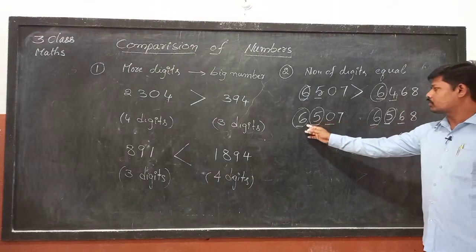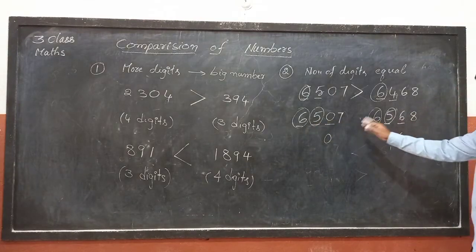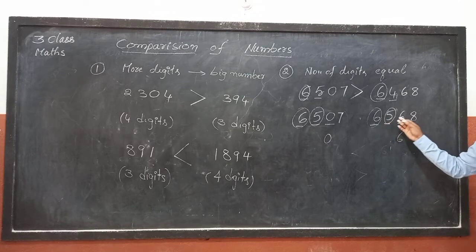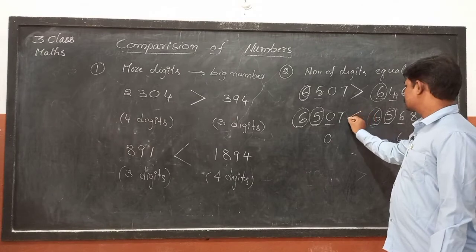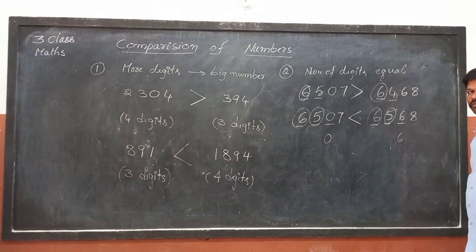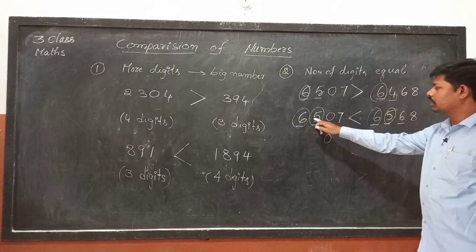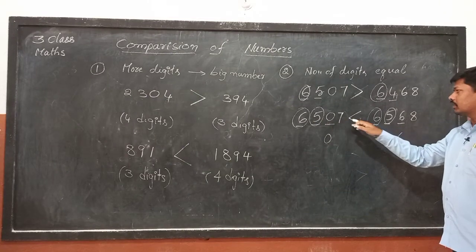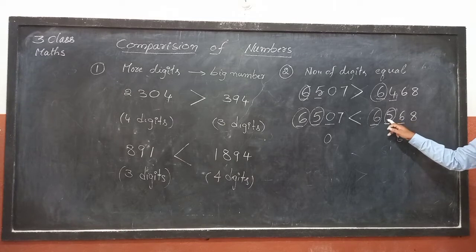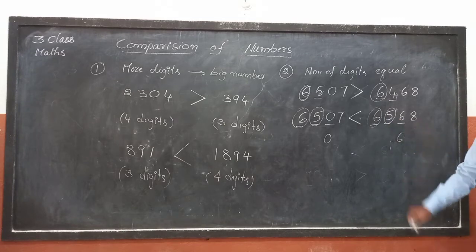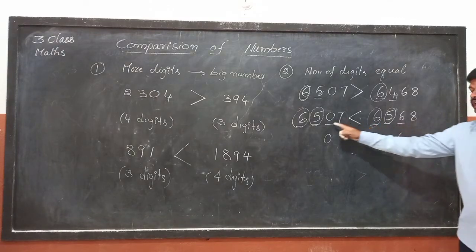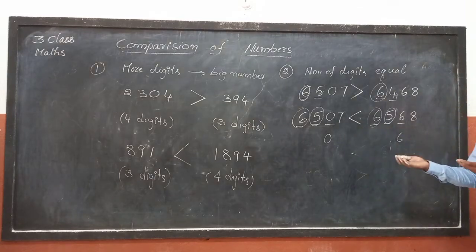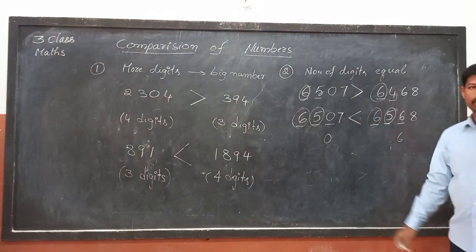That means 6507 is less than 6568. So which symbol you have to place? Less than symbol. Okay, 6507 is less than 6568. For example, if tens place also equal, tens place also same number is there, then you have to observe ones place.